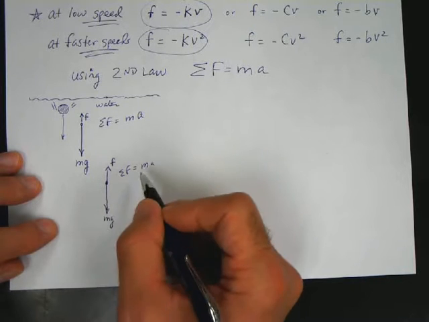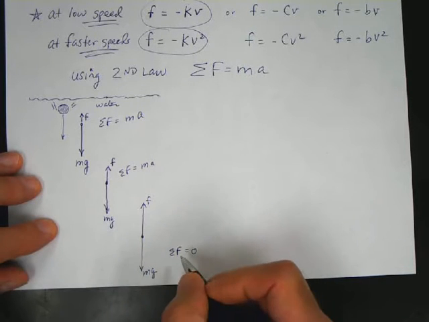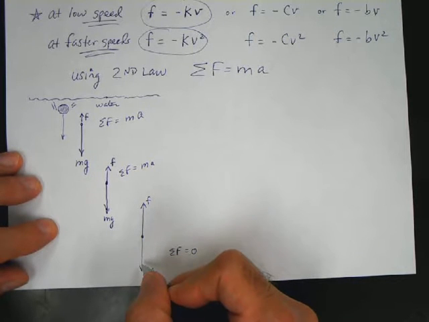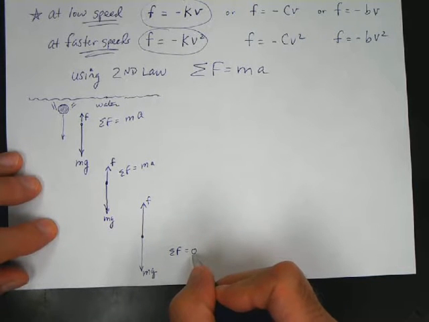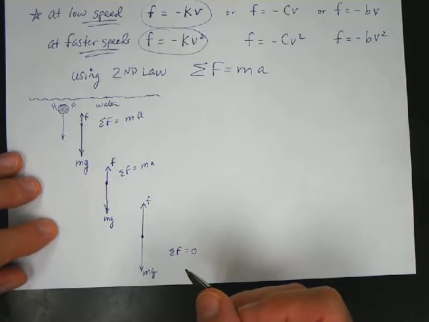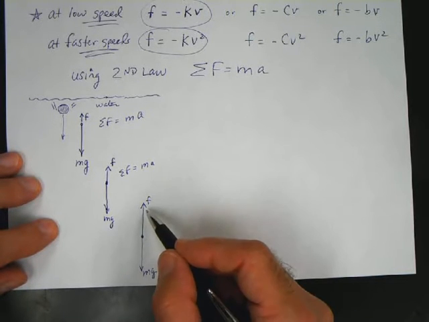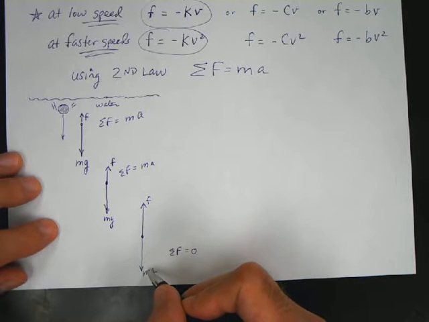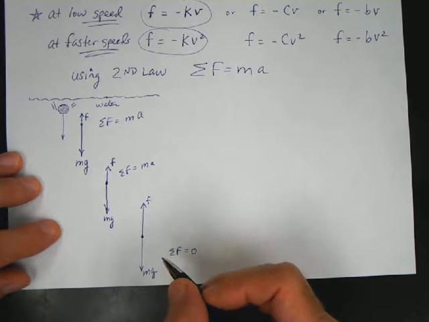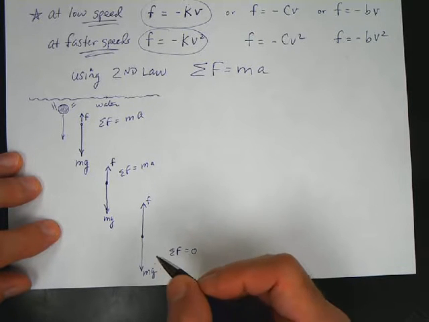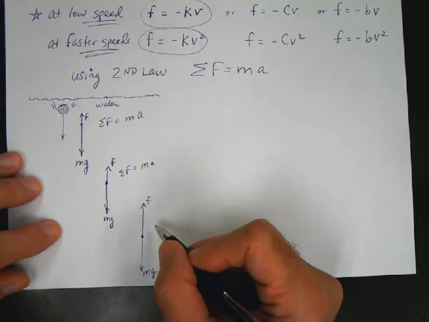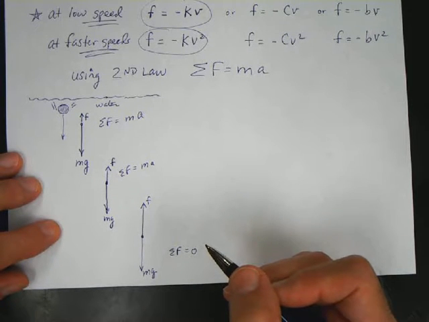Here, the difference between the weight and the resistive force is less, so the acceleration would be less. And here, there's no difference between the weight mg and the resistive force F, therefore there's no acceleration. So once that bead speeds up enough, the resistive force is equal in magnitude to the weight of that object, and it has reached what is known as terminal speed. Okay, so it's reached terminal speed once it gets to this point.